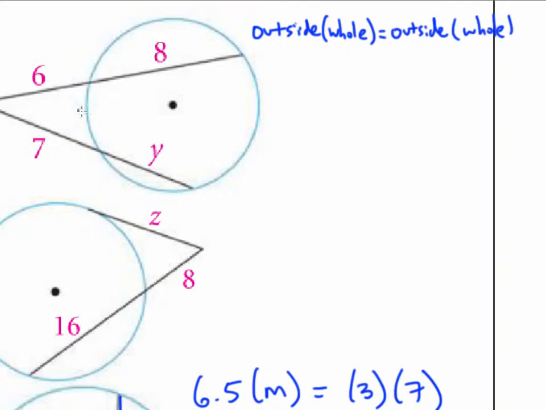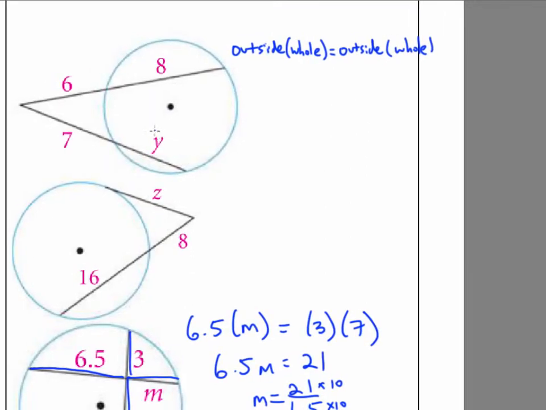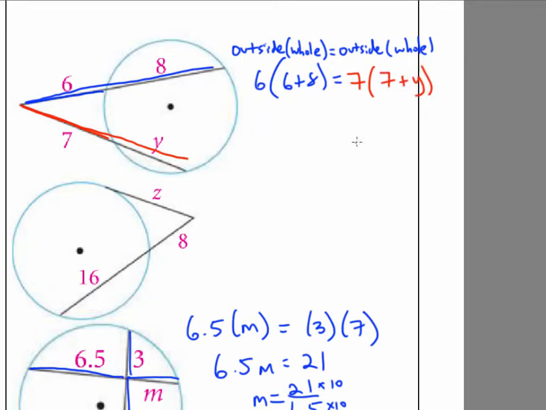Okay, so what is the outside part? Over, there we go. Outside part, let's just pick a line. So the outside part would be 6 times the whole part, 6 plus 8, equals, let's take this line, the outside part, 7 times the whole, 7 plus y. So we're going to solve for y here. Let's just go ahead and simplify all this.